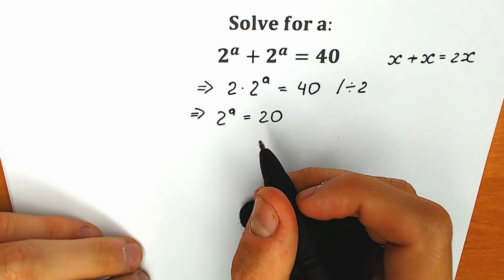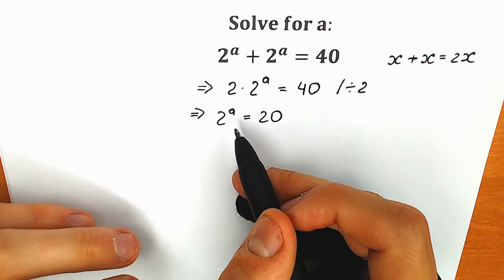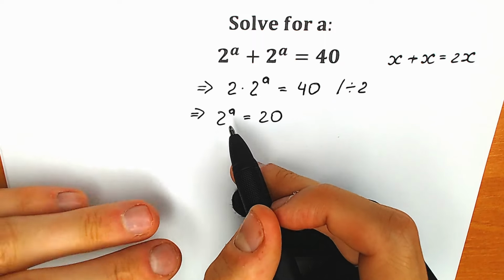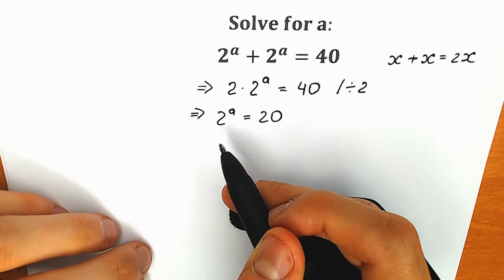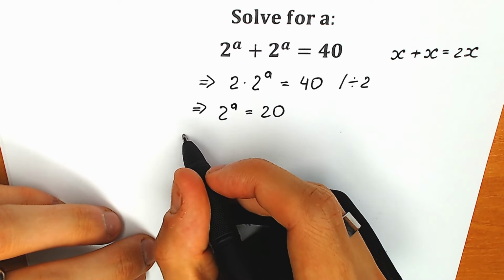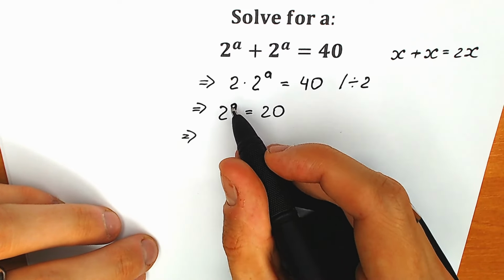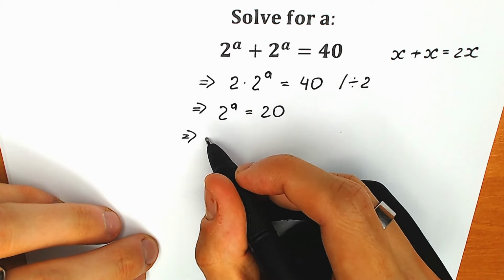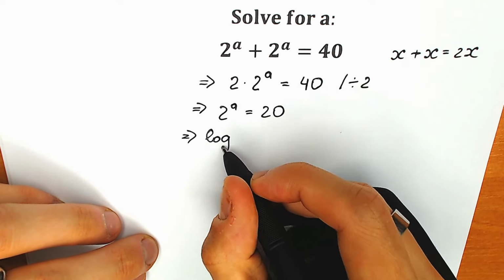So what are we going to do next? Of course, we need to find our a. This is not a basic equation in terms of variables. This is an exponential equation, an equation in terms of power. So we need to apply log on both sides. Every time you have a power right here, apply log, and without any problems, you can easily find this a.